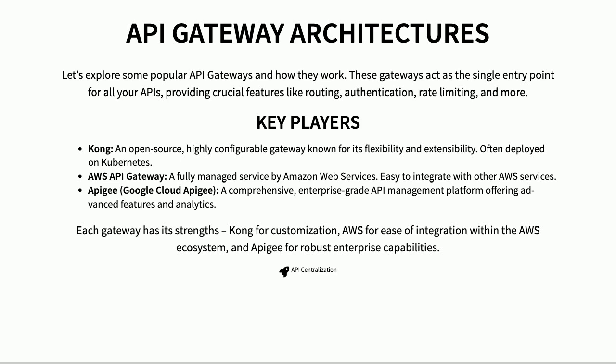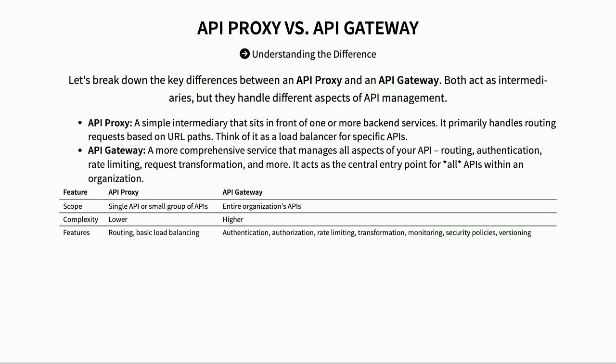Basically, they all provide essential features like routing your requests to the right place, making sure people are authenticated before accessing anything, and even managing how many requests a user can make at once. That's rate limiting.